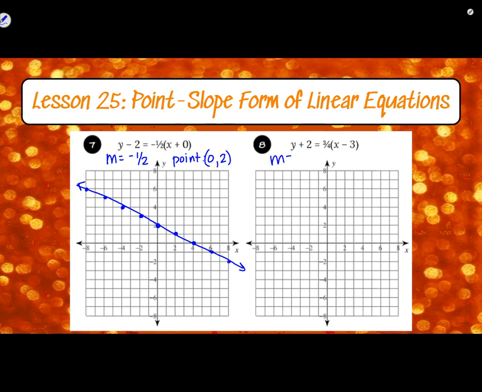The slope is 3/4. The point, the opposite of -3 is +3. The opposite of +2 is -2. So let's plot the point 3, -2. Go up 3, right 4. Go down 3, left 4. Down 3, left 4. And there she is. What a line!